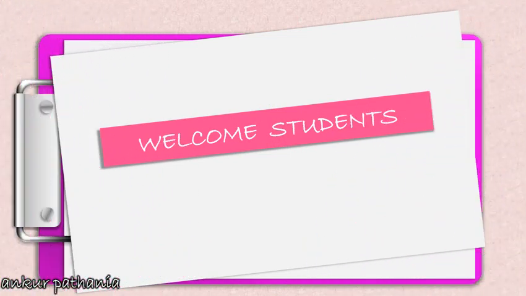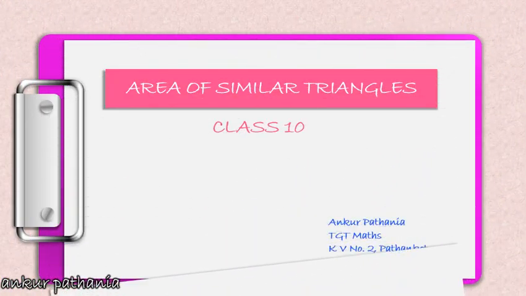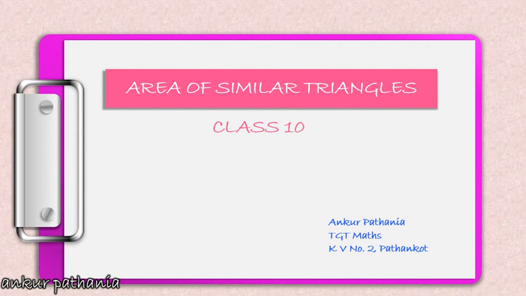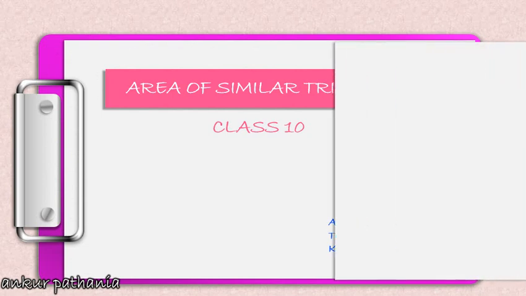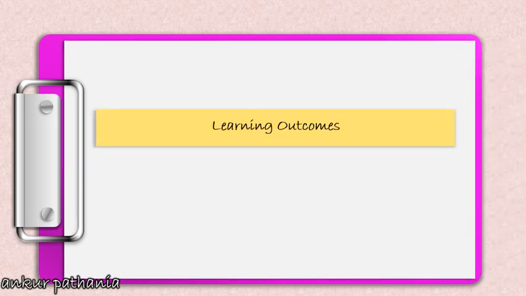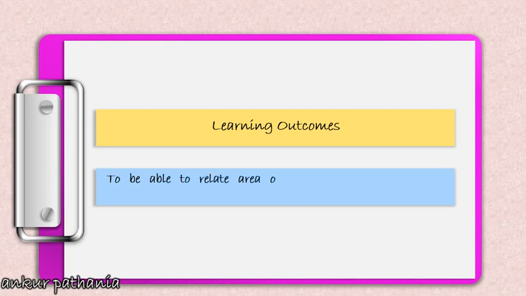Today's class is on the topic area of similar triangles. Under this topic, we will be deriving the relationship between the areas of similar triangles and their corresponding sides. After completing this topic, you will be able to relate area of similar triangles to their corresponding sides.